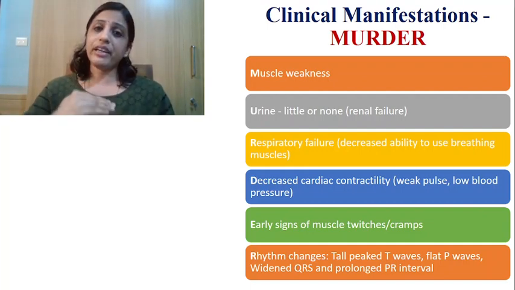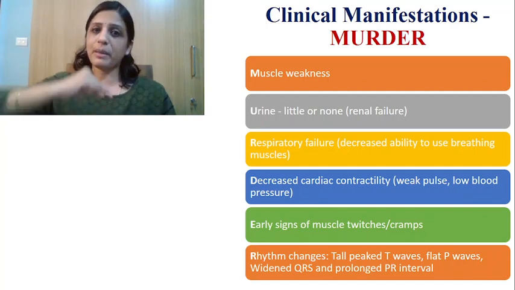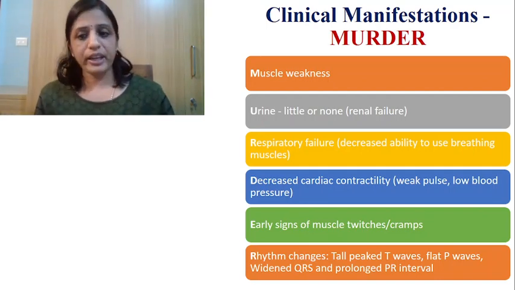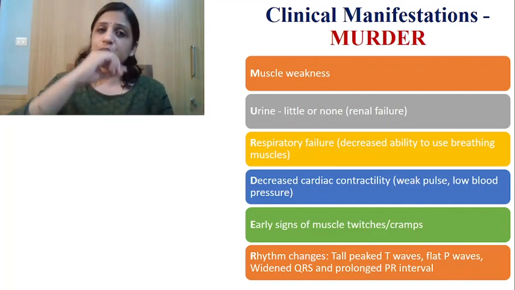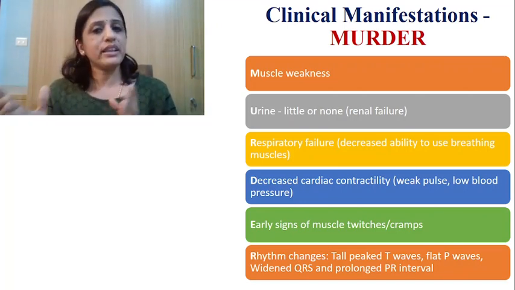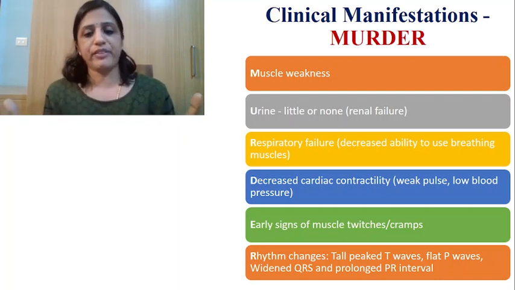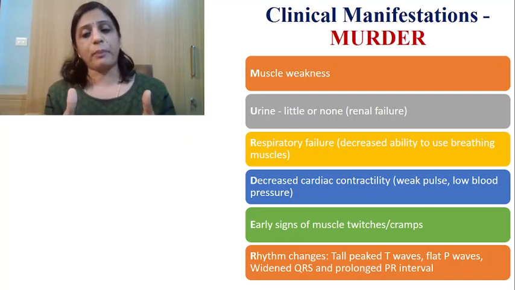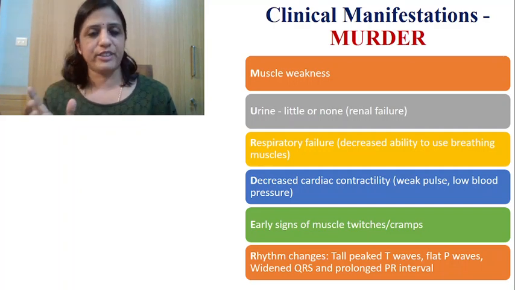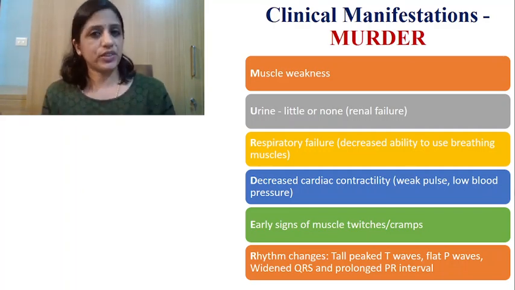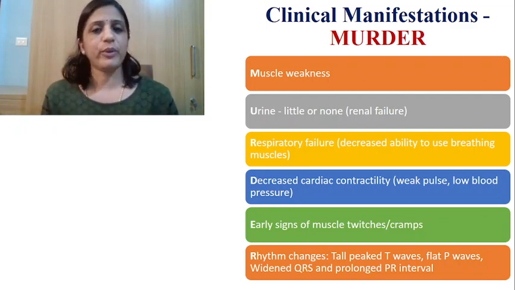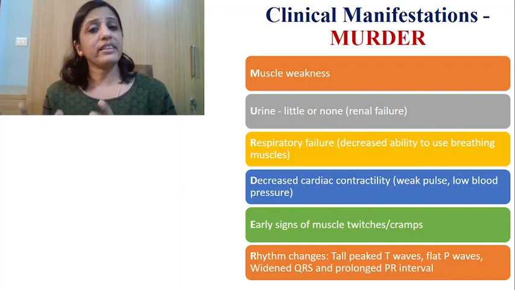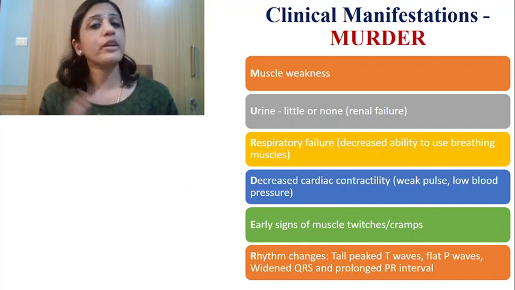So automatically the T wave is peaked. There is a peaked T wave. Other than that, a P wave is usually a rounded wave, but here in hyperkalemia it is a flat P wave, widened QRS complex and prolonged PR interval. These are the changes which happen. The most important point among the ECG changes which you should remember is the peaked T wave, along with widened QRS and prolonged PR interval.